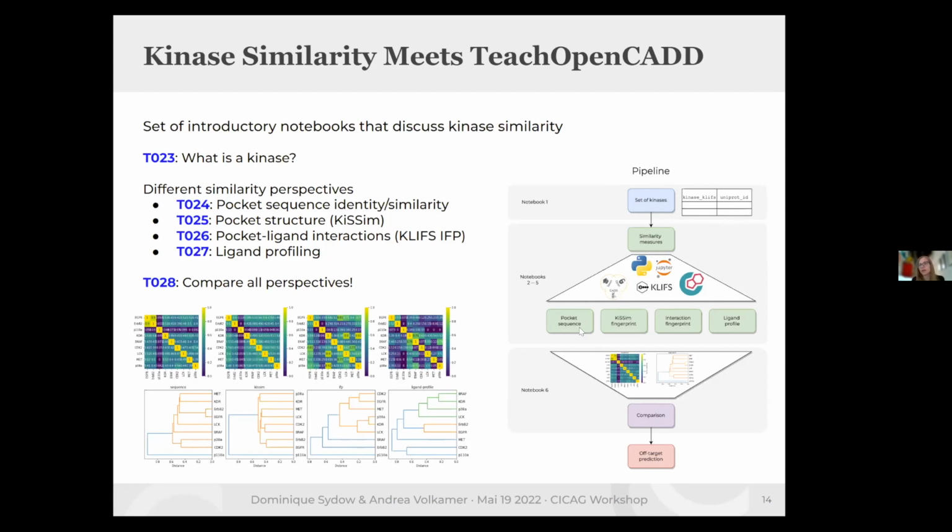So you can calculate the pocket sequences, the KISSIM fingerprints, the interaction fingerprints from KLIFS, and ligand profiles based on Karaman data. And then you can automatically generate a distance matrix between all kinases that you're interested in. And then these nice heat maps and cluster trees are generated. And you can look at the similarity between kinases from these angles, and this can help you to understand off-target effects or to find new points to other targets that might be of interest.